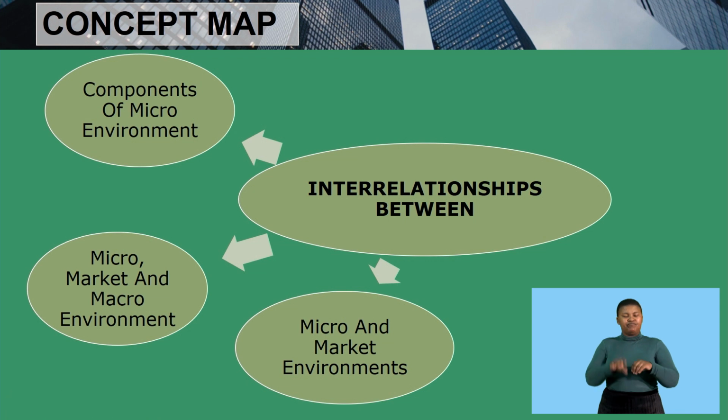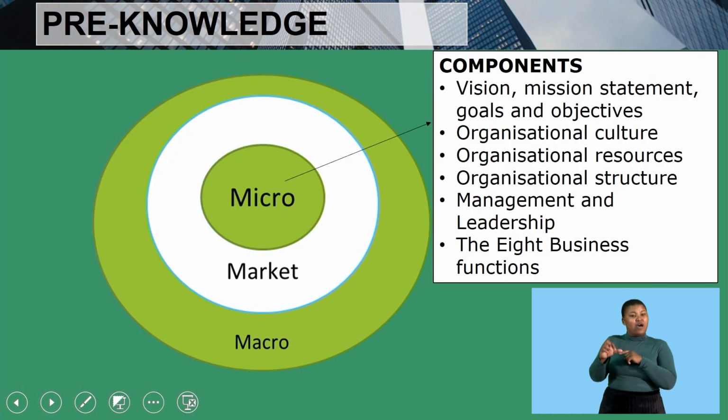So we are going to have a look at the interrelationships between, firstly, the components of the microenvironment. Then we're going to look at the relationship between the micro and market environment, and lastly, between the micro, market and macro environment. Now, you should know by this time the three business environments and their components.